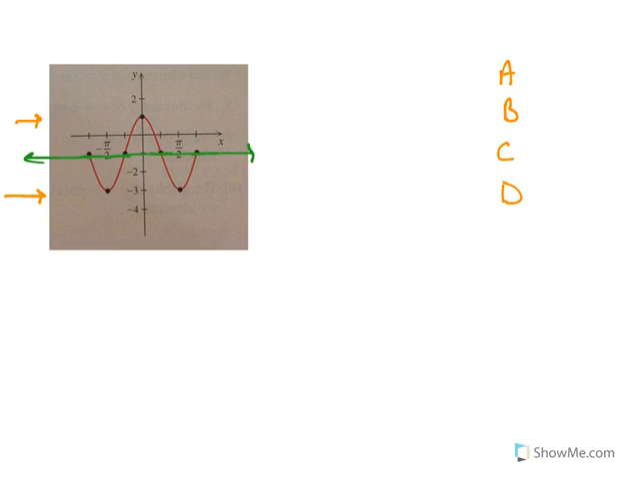So your vertical shift, it went down 1 off the x-axis. So we have a vertical shift of negative 1.